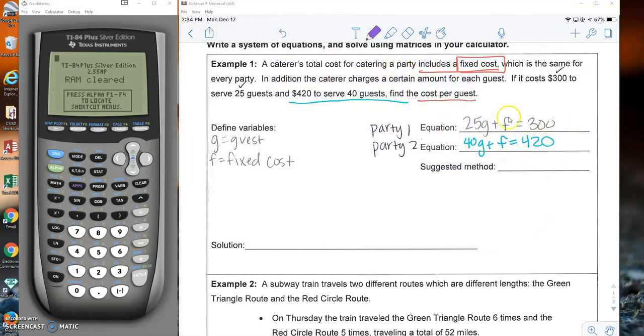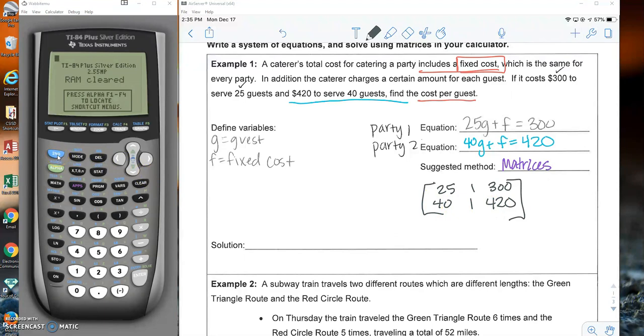Now I'm also asked to solve this. The suggested method here would be matrices because it's already set up. My G's are aligned, my F's are aligned, equals answer. So letter equals answer is already set up. So I'm going to use matrices. If you prefer to use another method, you go for it, but make sure you rearrange, because this is the only method that you do not have to rearrange. So 25, 1, 300, 40, 1, 420.